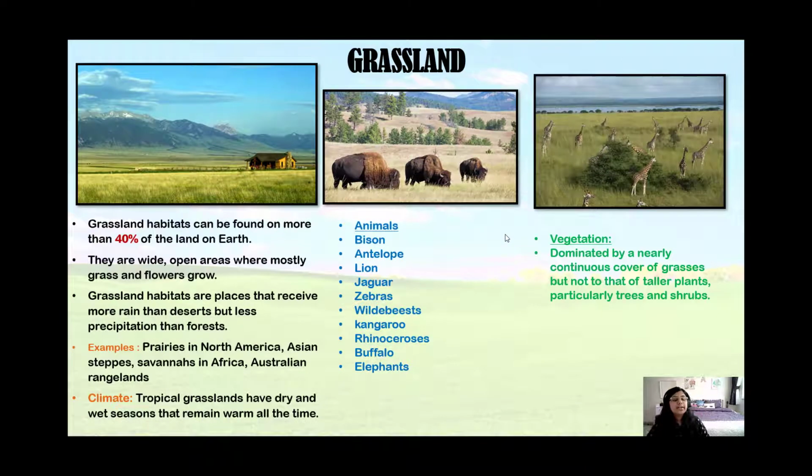Next, grassland. Grassland habitats can be found on more than 40% of the land on Earth. They are wide open areas where mostly grass and flowers grow. Grassland habitats are places that receive more rain than deserts but less precipitation than forests. Examples: prairie in North America, Asian steppes, savanna in Africa, Australian rangelands. Climate: tropical grasslands have dry and wet seasons and remain warm all the time. Animals: bison, antelope, lion, jaguar, zebras, wildebeest, kangaroo, rhinoceros, buffalo, and elephant. Vegetation: dominated by a nearly continuous cover of grasses, but not by taller plants, particularly trees and shrubs.